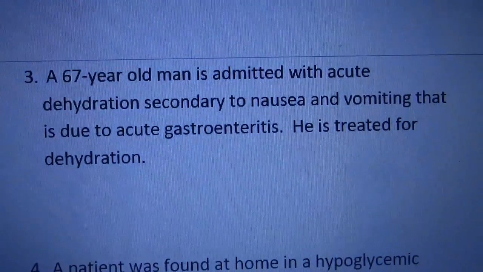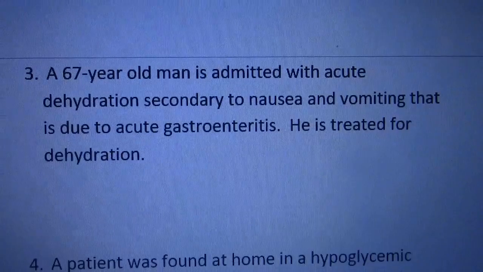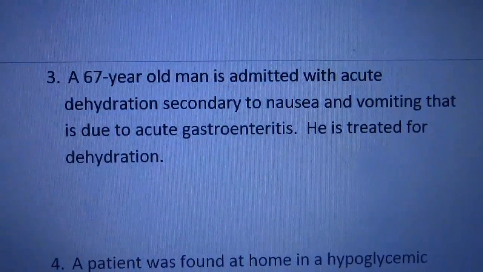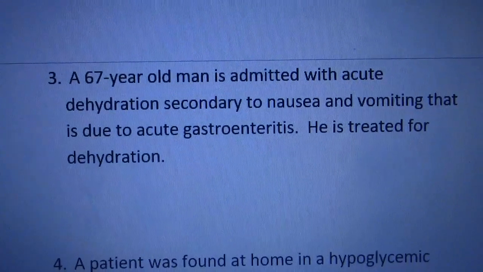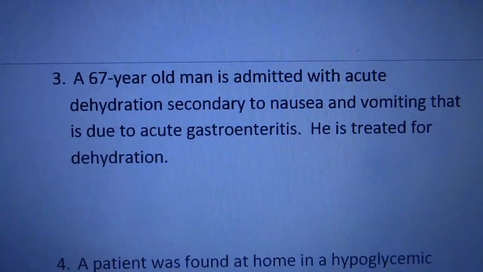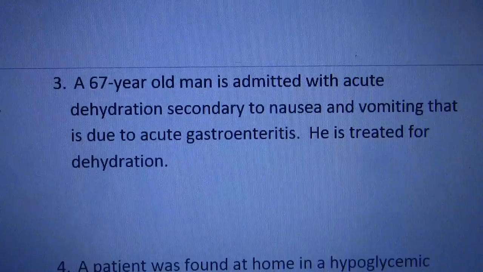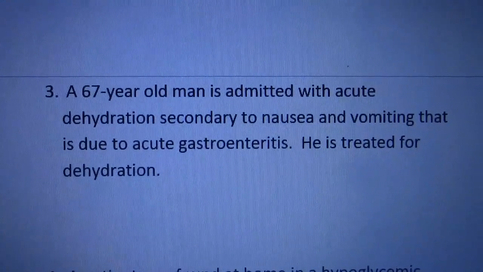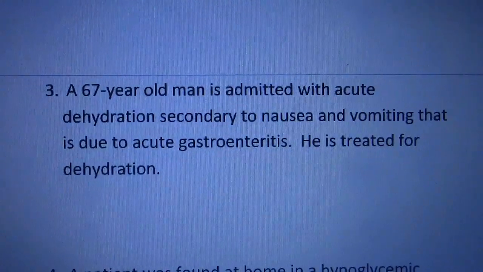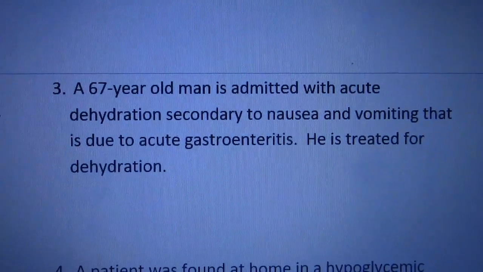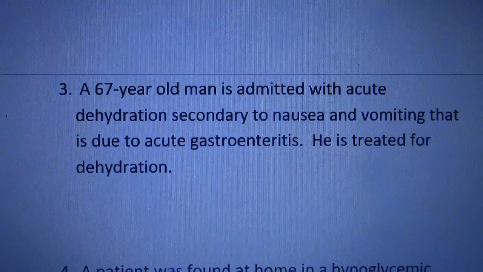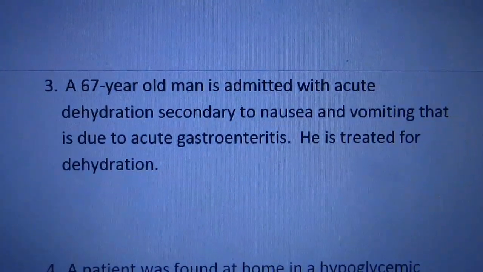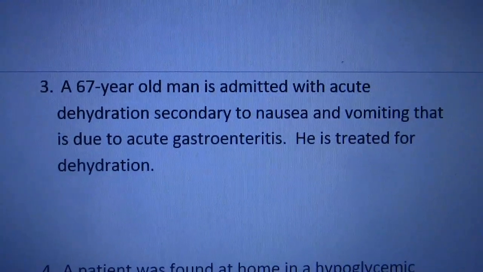So again, when it's due to and it identifies what it's due to, we don't code signs and symptoms when they lead to a definitive diagnosis. Remember in my UHDDS guidelines video, when you have signs and symptoms that lead to a definitive diagnosis, you code that definitive diagnosis. So had I coded nausea, vomiting, and gastroenteritis, I would be double coding. But because that nausea and that vomiting is due to acute gastroenteritis, all I code is the gastroenteritis.